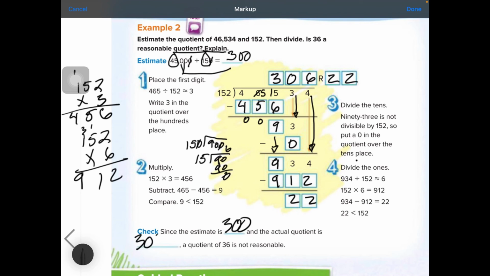Down here on the check, since the estimate is 300, the actual quotient is 306, remainder 22. The quotient or the answer of 36 is not reasonable. So remember, that's an original question. Is 36 a reasonable quotient? We're going to say no, and this is why. Because it was 306. When they were figuring, they didn't get that 0 in there.